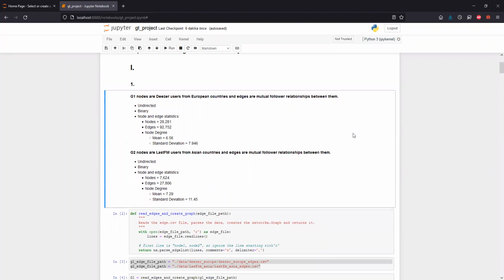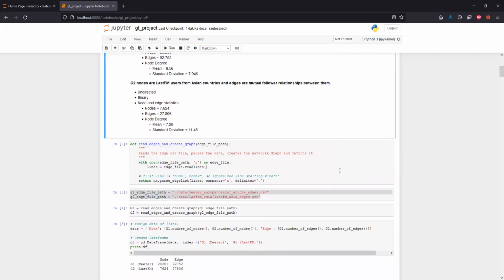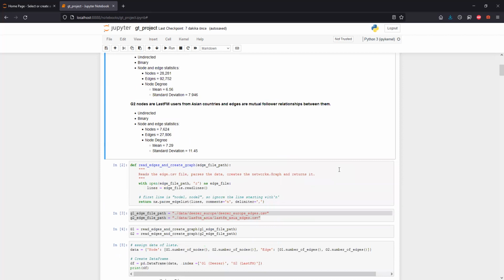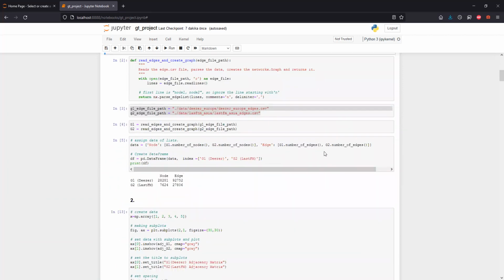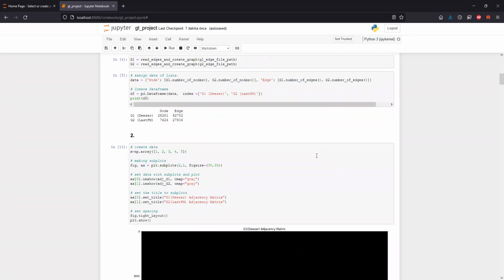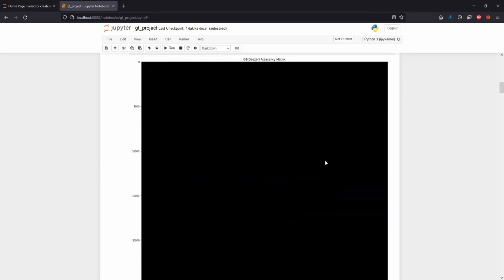The first graph represents Deezer FM users from European countries and their mutual followers relationships between them. And the second graph represents Last.fm users from Asian countries and their mutual follower relationships between them. Both of the graphs are binary undirected graphs whose node number, edge number, and some statistics are seen in the notebook. First of all, we've read the dataset and represented their statistical features.